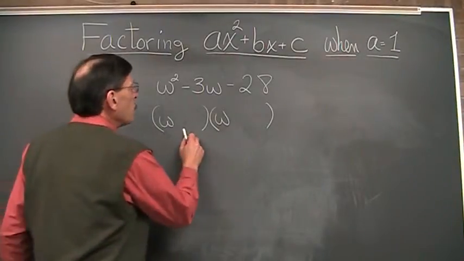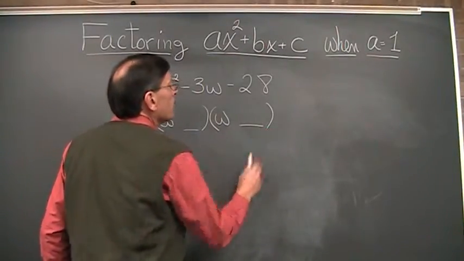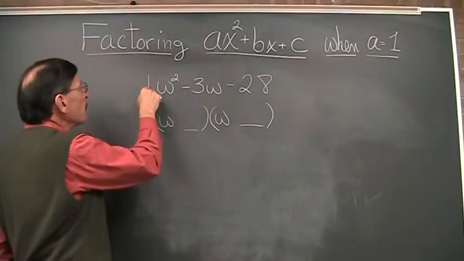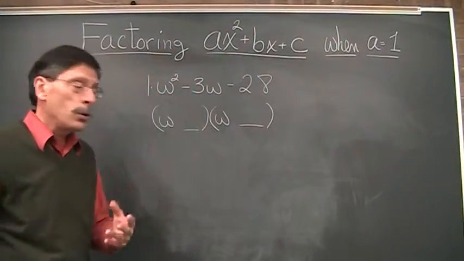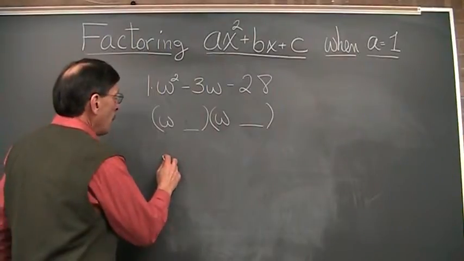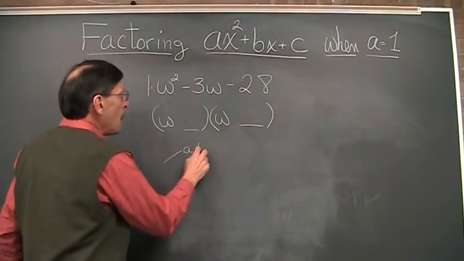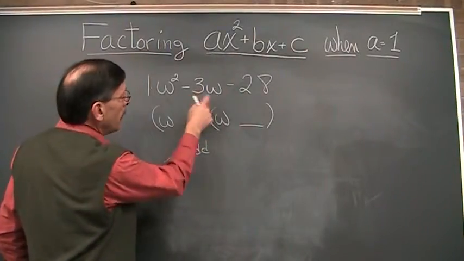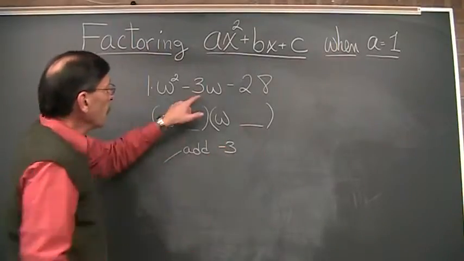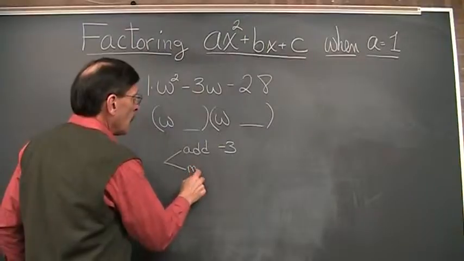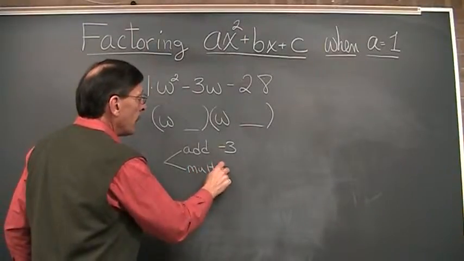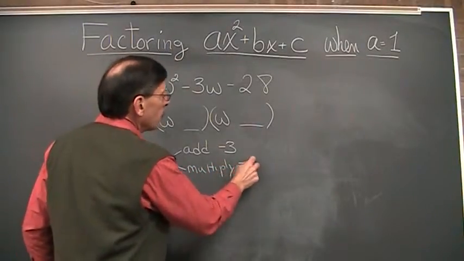Now I'm looking for two numbers. Because the coefficient of w squared is 1, I'm looking for two numbers that satisfy these two conditions. I want the numbers to add to -3, which is the coefficient of the middle term, and two numbers that multiply to -28.